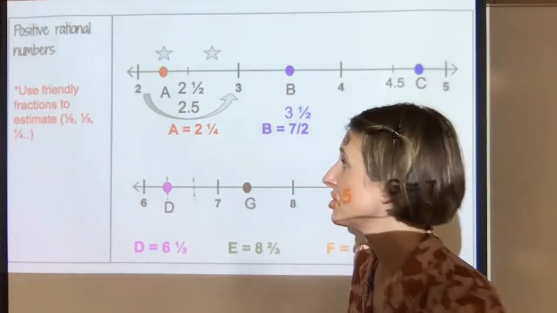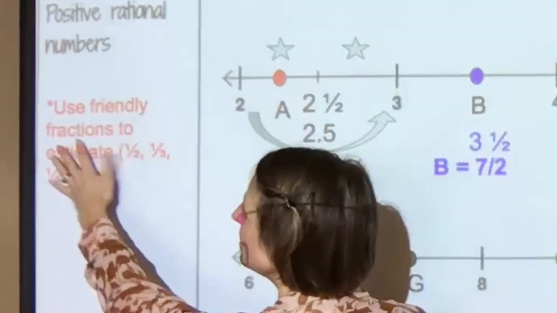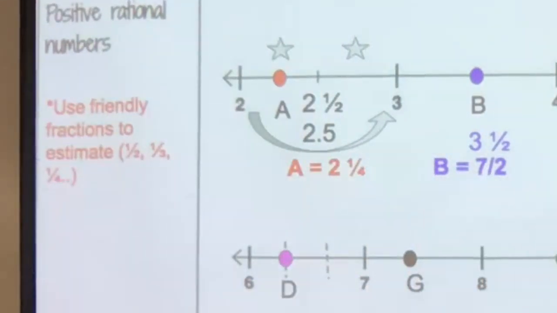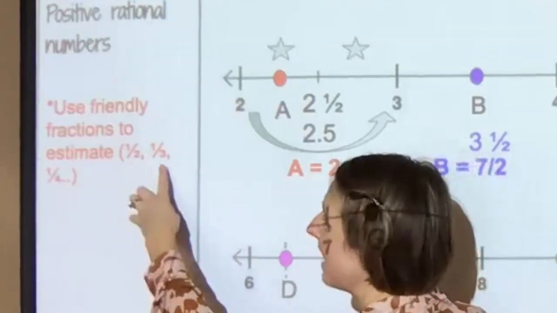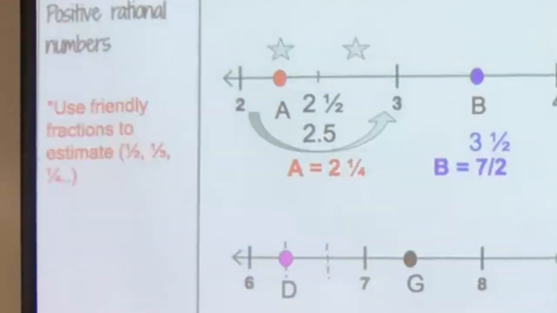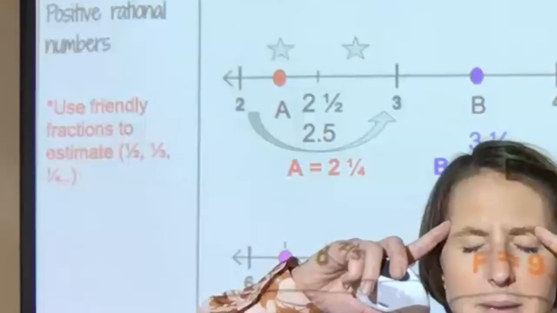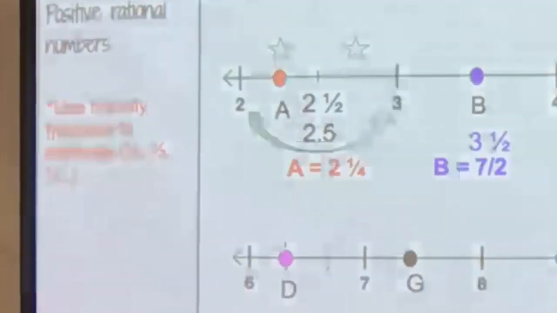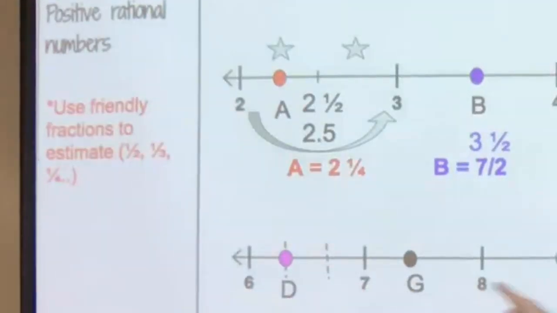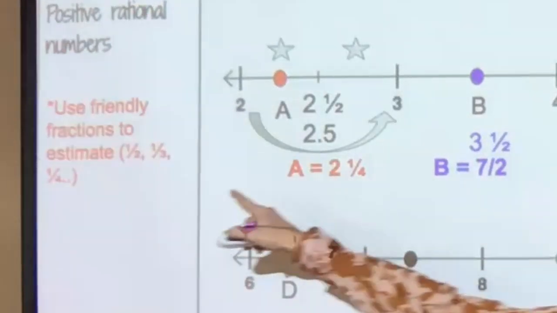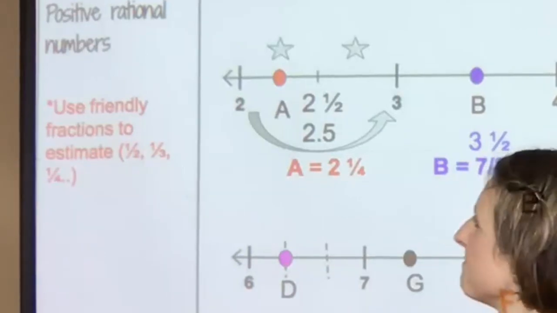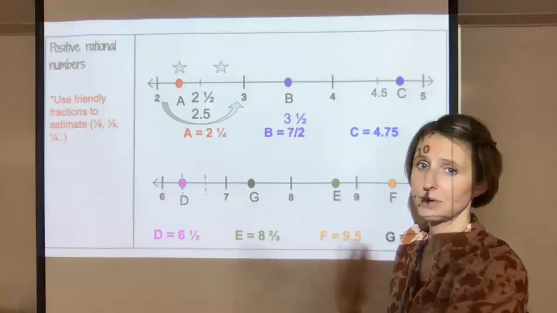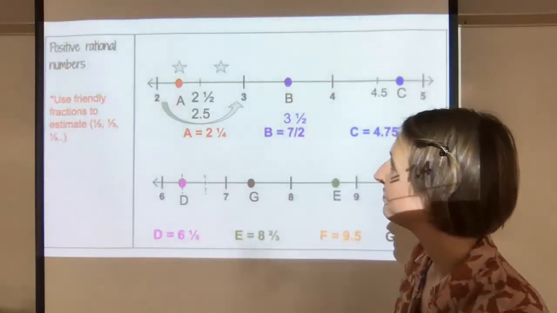Before we move to the next chunk, let's add this. Remind ourselves to use friendly fractions to estimate where a value goes on a number line. For example, a half, a third, a fourth, those are friendly fractions. We want to be able to see those fractional parts in our head, be able to visualize them on a number line when our number line is just showing whole numbers. Go ahead and write that on the left-hand side. We're now going to go to the next chunk, so if you need to pause the video because you're not done writing, please do that at any time.